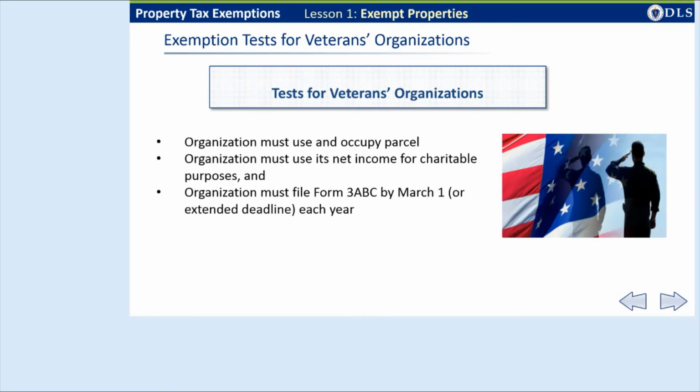Unlike charitable organizations, however, a veterans organization does not have to attach a Form PC, since it is not required to submit an annual report to the Public Charities Division of the Attorney General.